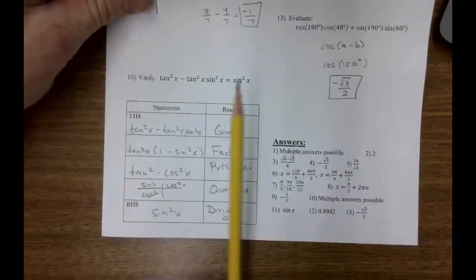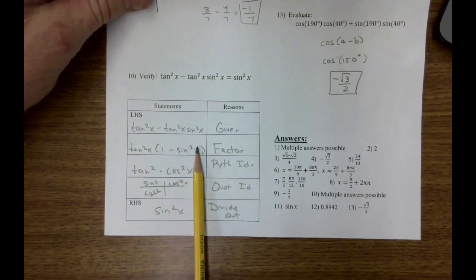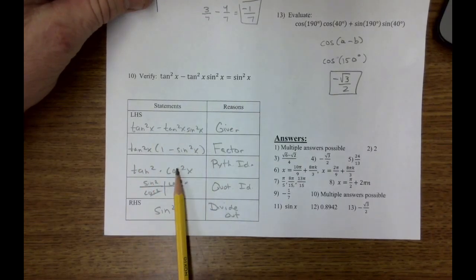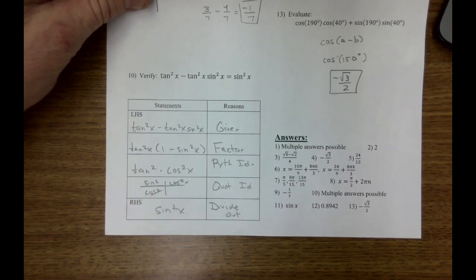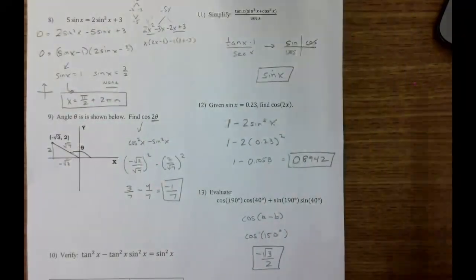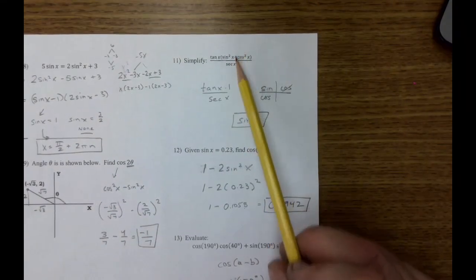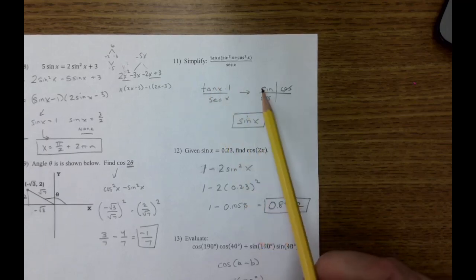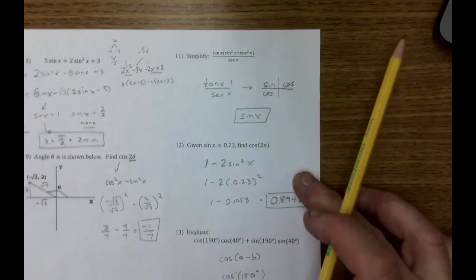Verifying an identity. I've factored out a tangent, switched this to cosine squared, switched this to sine over cosine, and then divided those out. Another identity. Well, this could be 1, and then tangent is sine over cosine, secant is 1 over cosine. So I can cross those off.